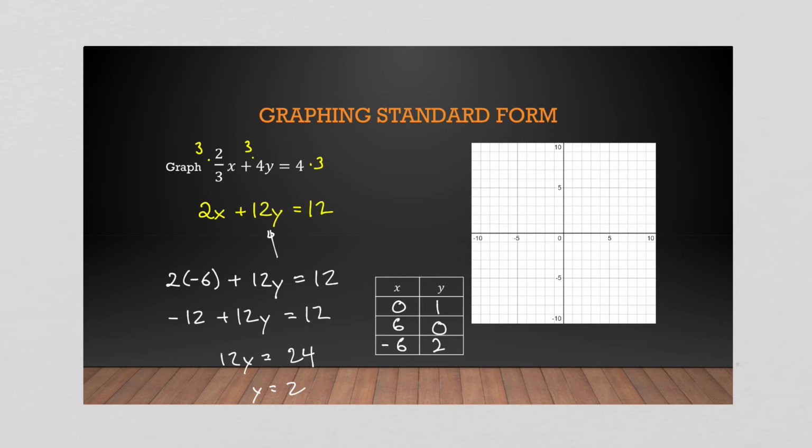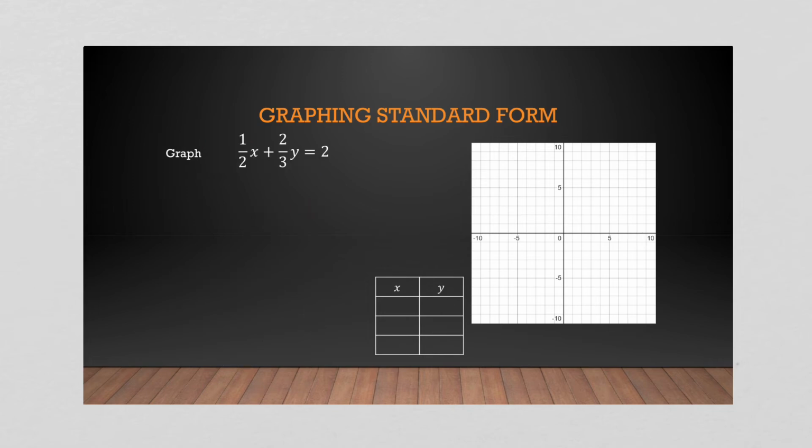So here's what my line should look like. x 0, y 1, x 6, y 0, and x negative 6, y 2. Perfect. There is my very shallow, not so steep line. There we go. So let's do another. So here we go again. This is definitely not what I would call standard form. So what am I going to do? I'm going to multiply everything by the lowest common denominator, which is 6.